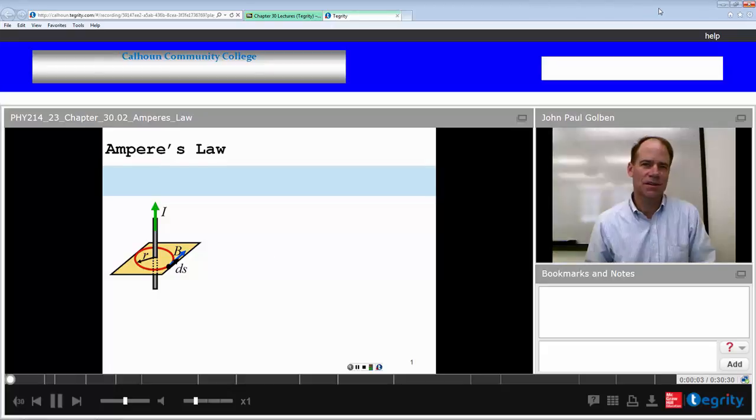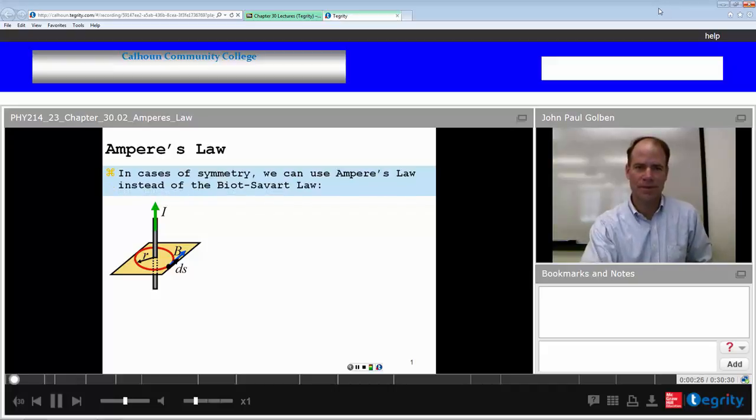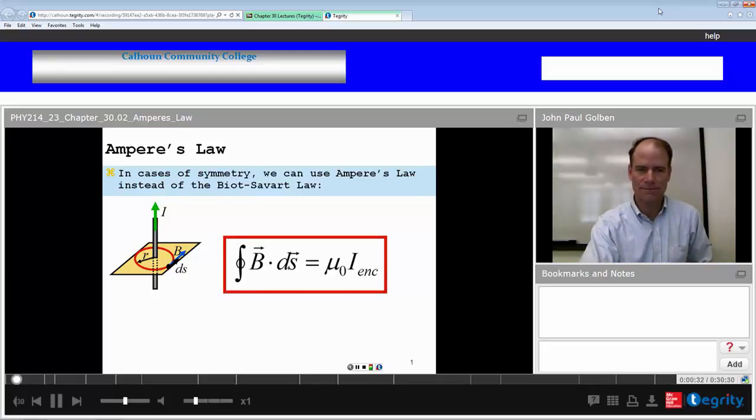The results of the Biot-Savart law are wonderful for calculating the magnetic field due to wire segments in three-dimensional space. So you want to keep those results in mind as a superposition of some kind of wire configuration. But also useful, especially mathematically, is Ampere's law. In cases of symmetry, we can use Ampere's law instead of the Biot-Savart law.